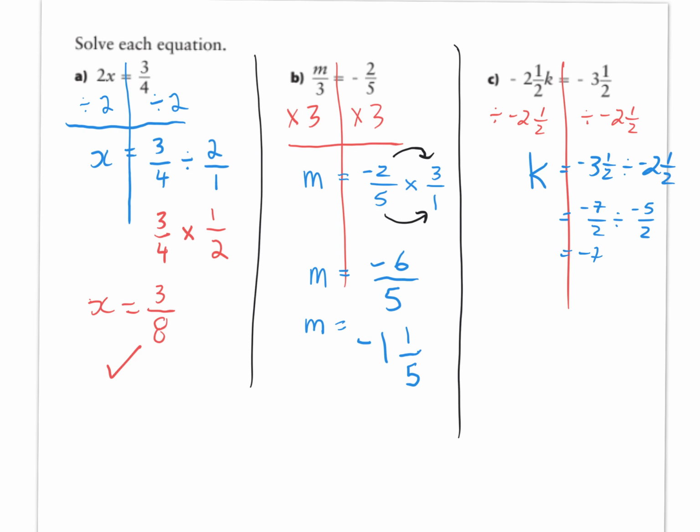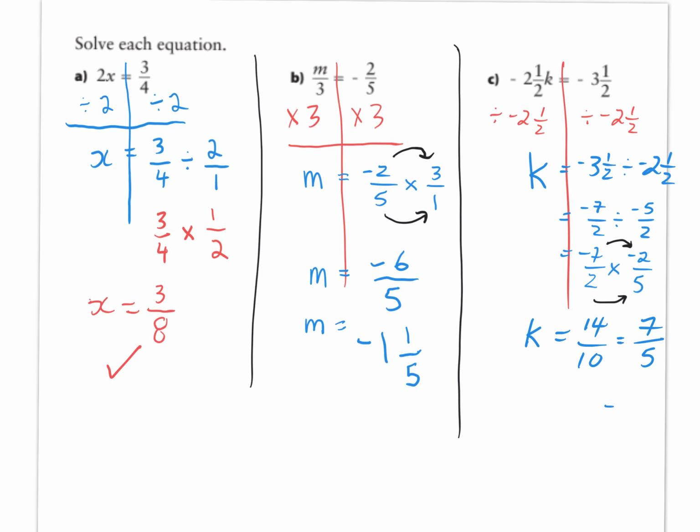So basically it'll look like this. Negative 7/2 times negative 2/5, because I flipped that one. And then we just go top by top, bottom by bottom. So you got to remember your integer rules. When I have a negative multiplied by a negative, it turns positive. So this is going to be positive 14 over 2 times 5 is 10. So my answer after all that is going to be k equals 14/10. We can reduce it. So it's going to be 7/5.